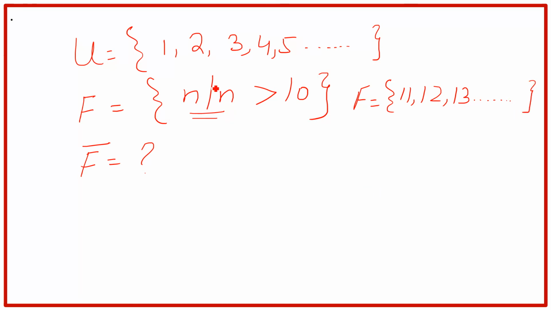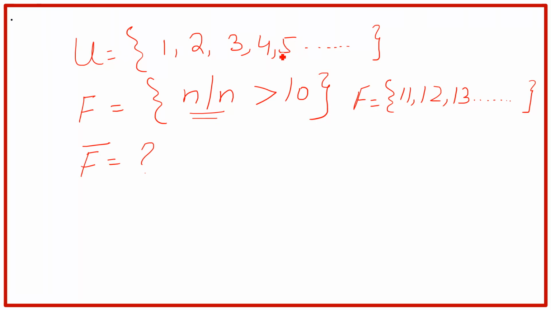See, n, while n is greater than, here we can write any variable, n such that n is greater than 10. So how can we write F in the form of braces, listing in braces? This sign represents greater than 10. So greater than 10 is 11, 12, 13, 14, 15, 16, 17. Now what is the F complement?